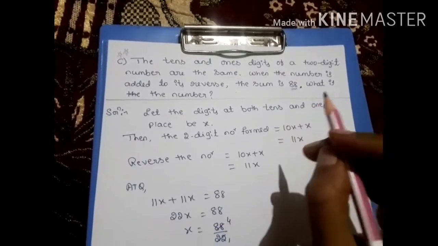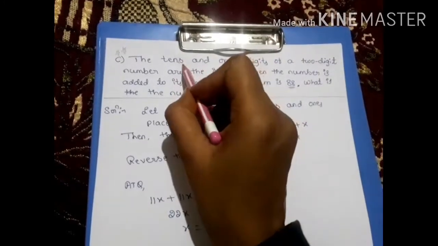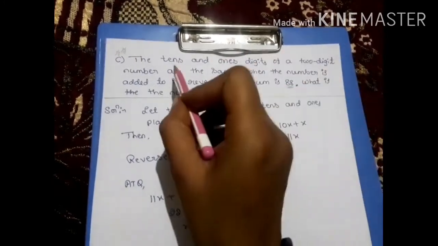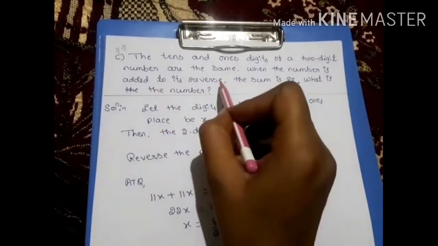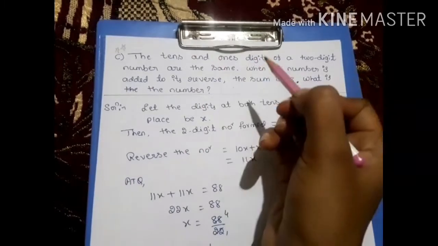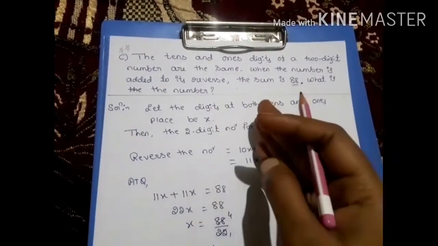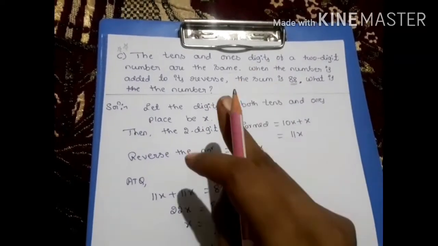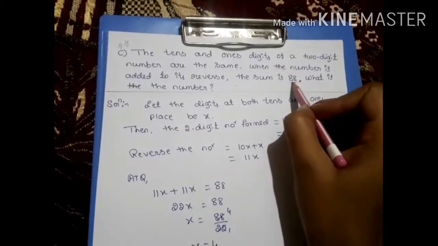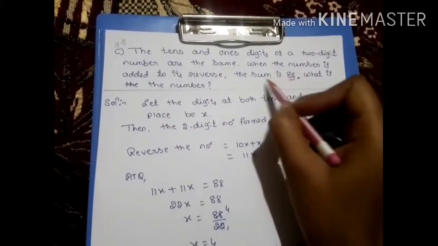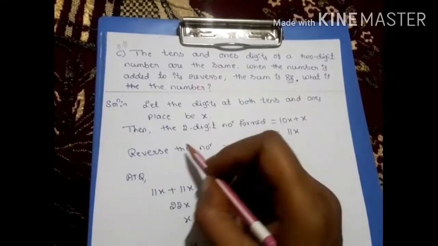44, 11, 22, 33, like that some numbers are there where the tens and ones digits of a 2-digit number are the same. The condition: when the number is added to its reverse. A number is added to its reverse. For example, 11 reversed is 11 itself. 22 reversed is 22. In the same manner, a number added to its reverse, the sum is 88. The sum is 88. This is the condition given. Now you have to find what that number is. What is the number?